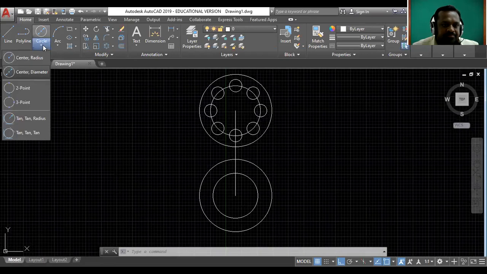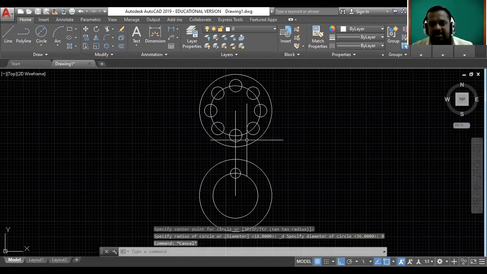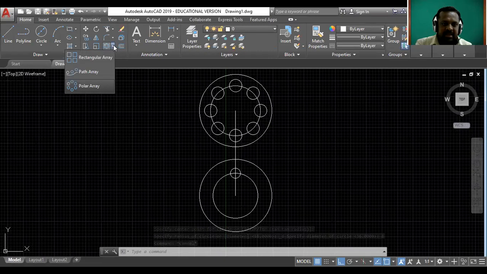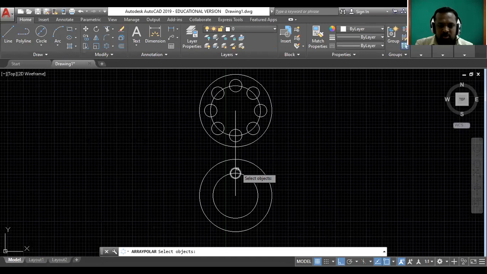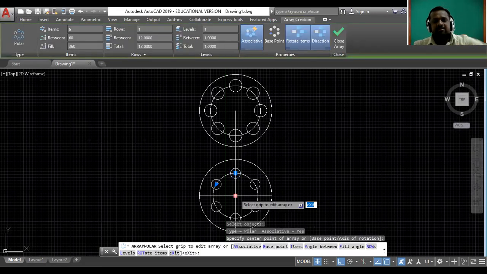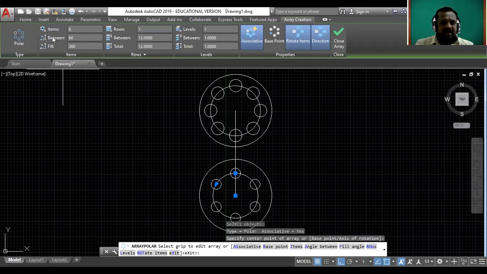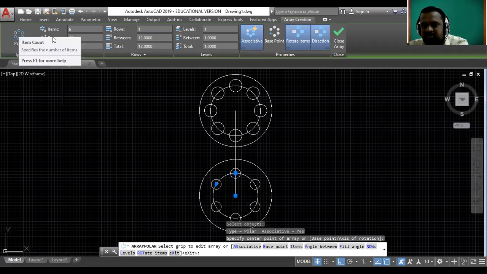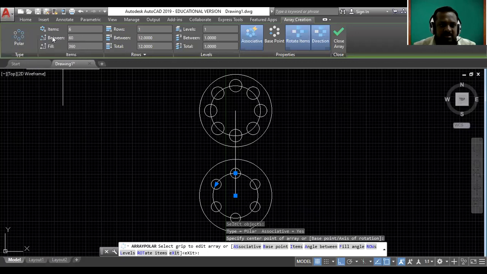First we have to take the diameter circle, and here we have to draw one circle of diameter 8, and now we have to click here. So this is the polar array. Select this polar array, select this small circle, make a click on that, then press enter, then select the center point of this circle. Okay, so automatically it will take the array. And here at this top corner, I will show you. Okay, see here.